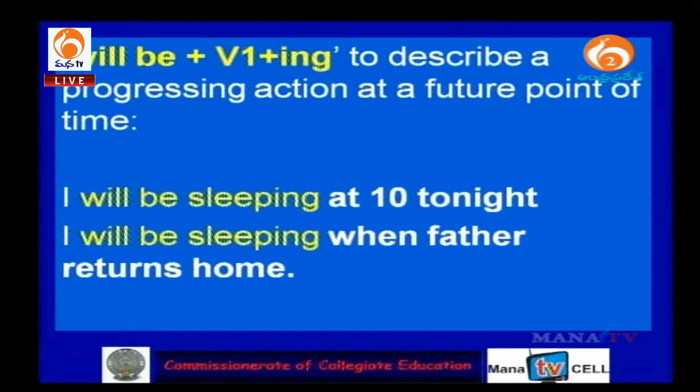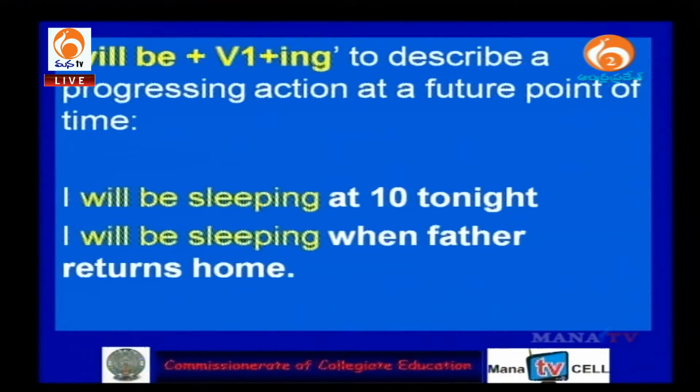Find the difference between these two sentences. There is one sharp point of time in the first sentence, that is at 10 tonight, and there is a clause type of point of time in the second sentence. When father returns home, what does it mean? Father hasn't returned home. He will return home. That means he is going to come back. So we take the father's returning home as a point of time, and what is going to happen at that time? I will be sleeping again. That means these two sentences have two different contexts. One context is the sharp point of time, and the second context is the point of time which is in the form of a clause.